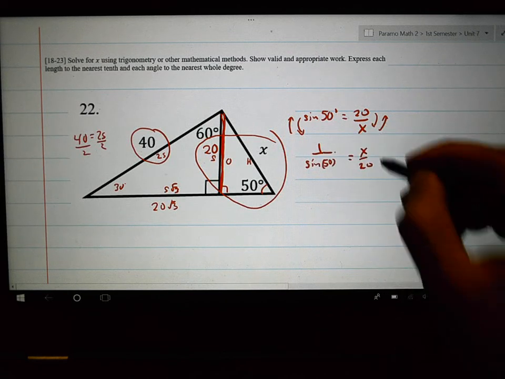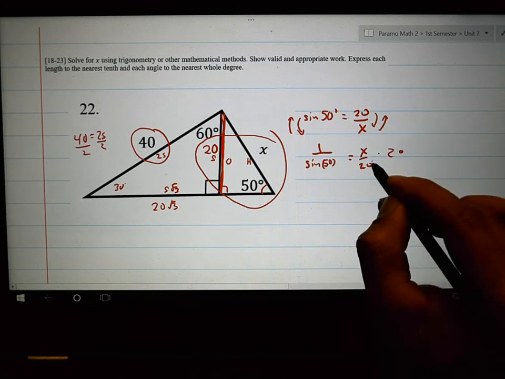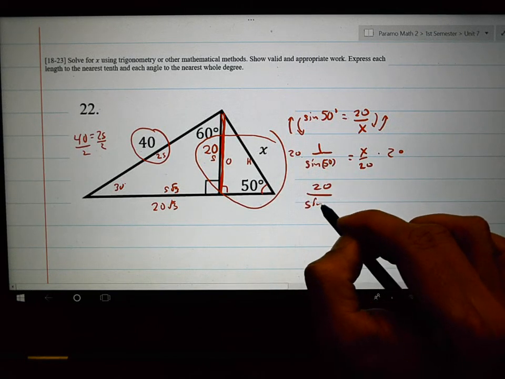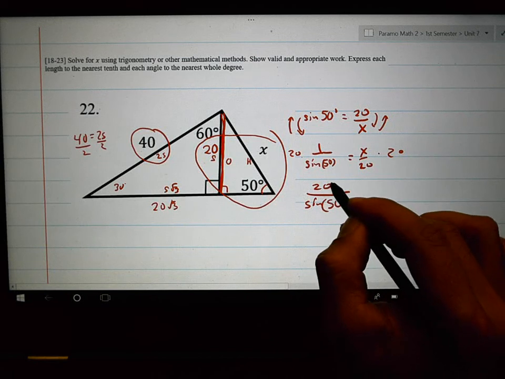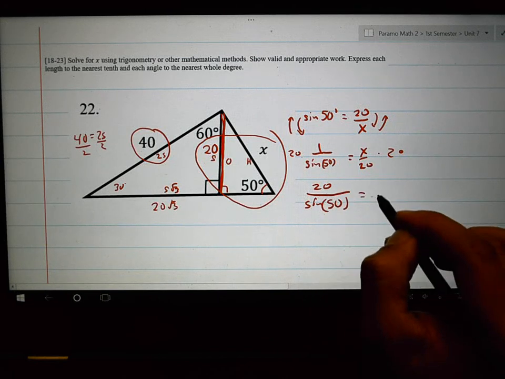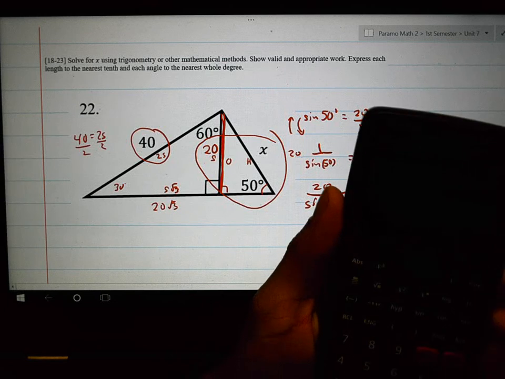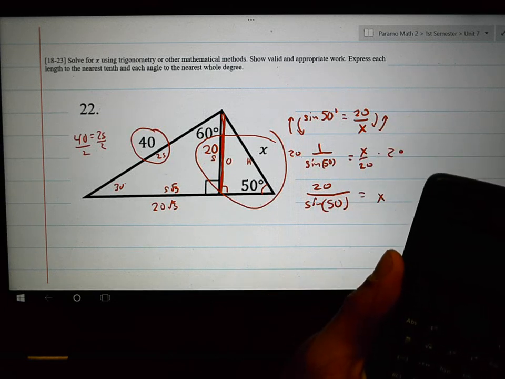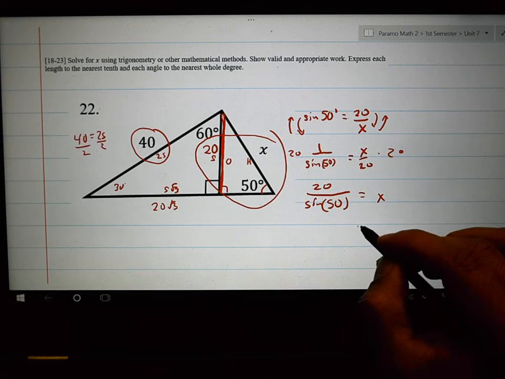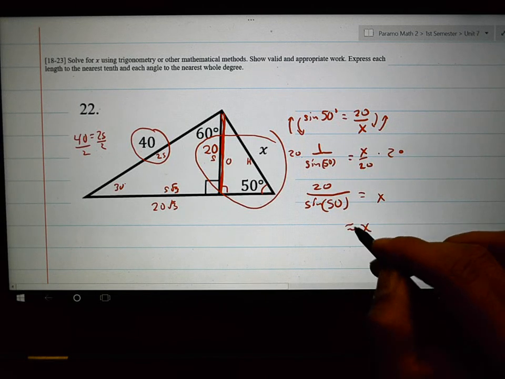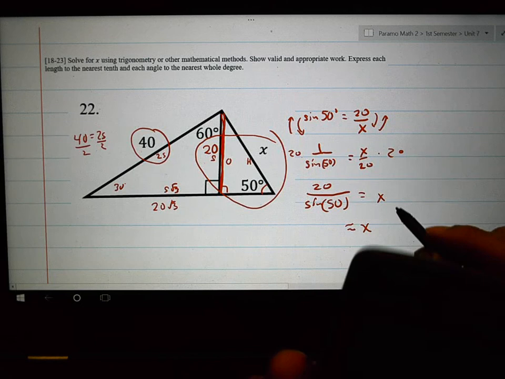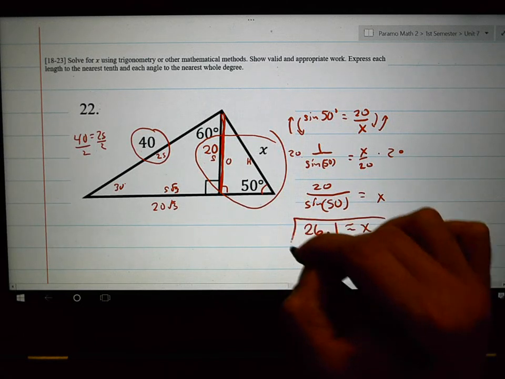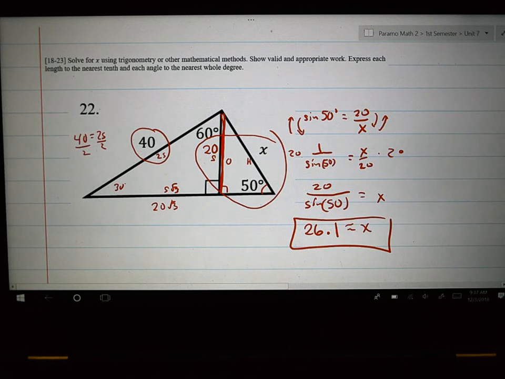And when your x is in the top, then you just do the opposite and it's multiplied by 20. What we'll plug into our calculator is 20 divided by the sine of 50 degrees. We need to go to the nearest tenth for a distance. It's about 26.1 is what I'm getting. And I'm going to stop your notes right there.